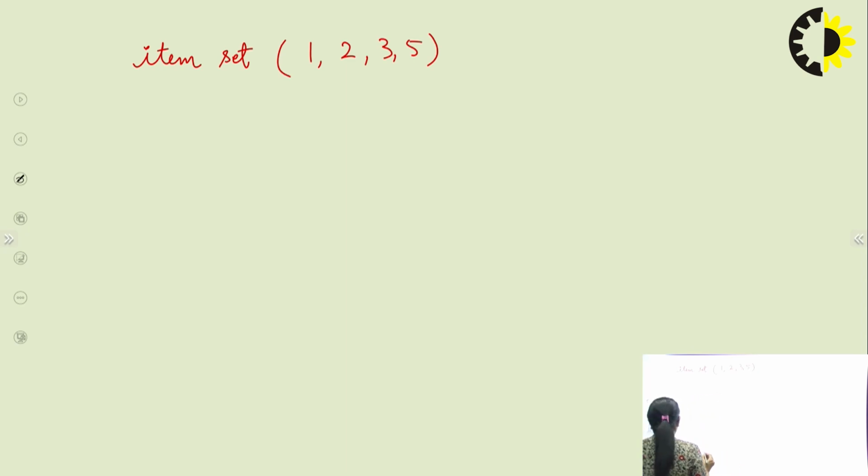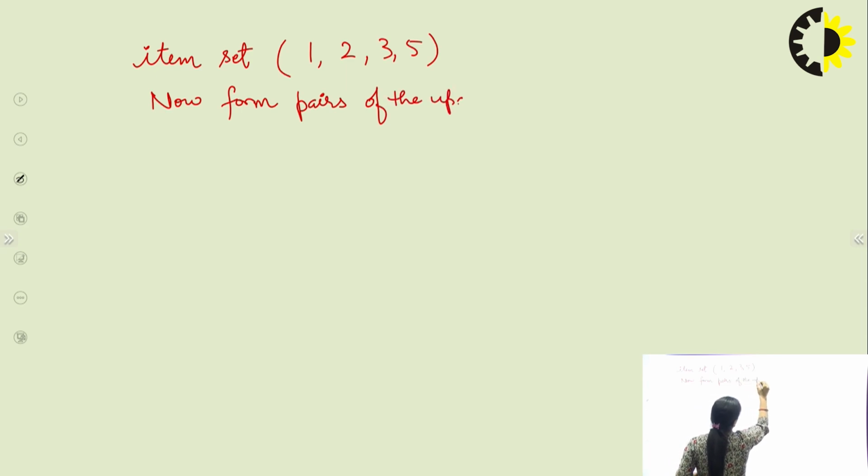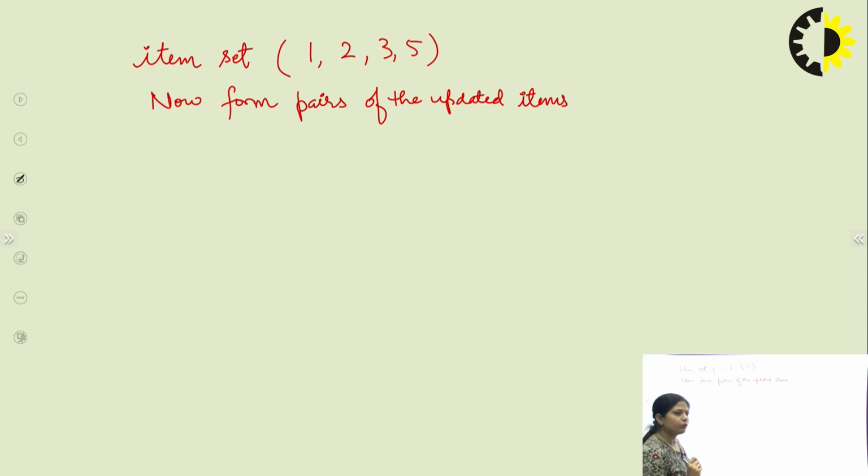Okay. Now, in the first step, we took each distinct item set and found out the occurrence of every item. Now we have to form pairs of the updated items. How will we pair these items? Say 1, 2; 1, 3; 1, 5; then 2, 3; 2, 5; 3, 5. That is how we form the pairs, because what we need to do is find out the association among the various items.